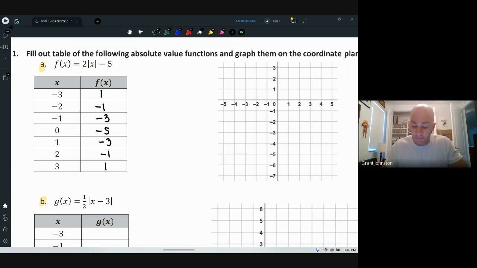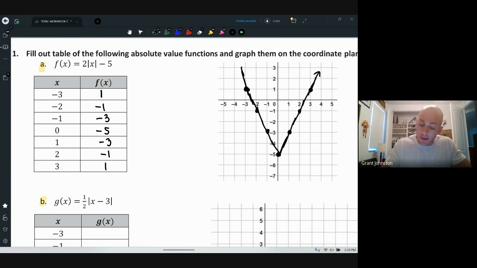So now I have a table. At -3, it's at 1. So I'm going to graph this now. At -2, it's at -1. At -1, it's at -3. At 0, it's at -5. At 1, it's at -3. At 2, it's at -1. And at 3, it's at 1. So this is what this function looks like. It looks like this V.